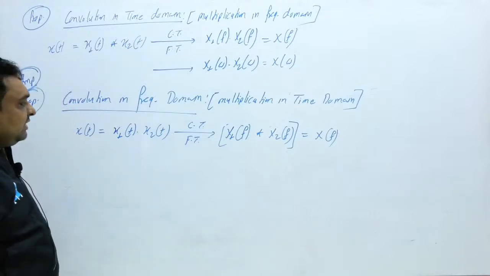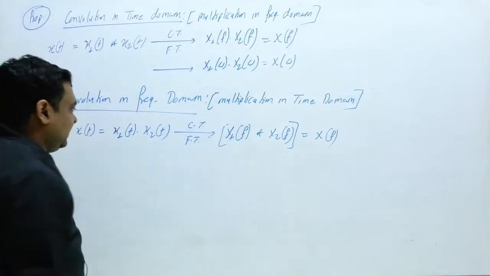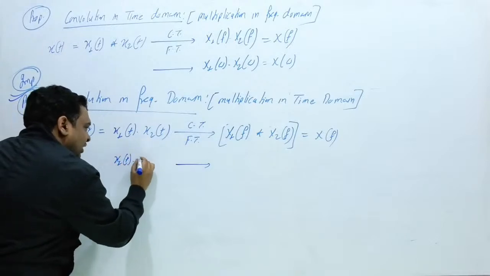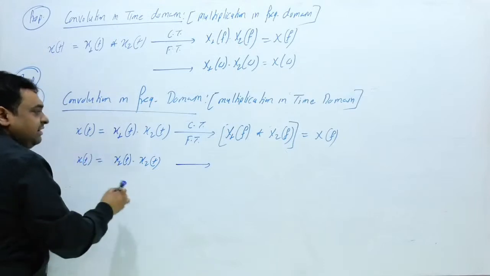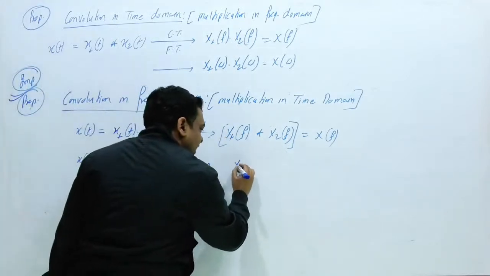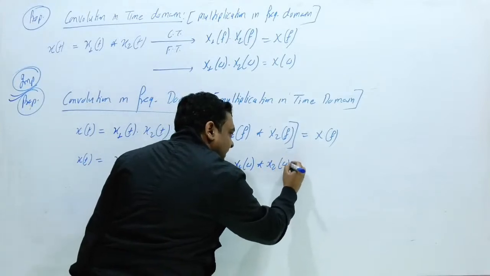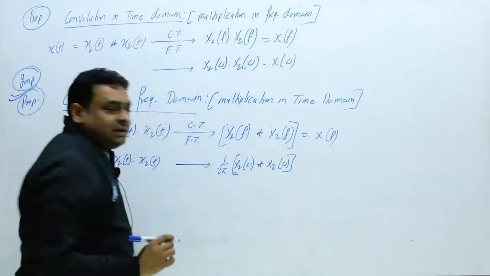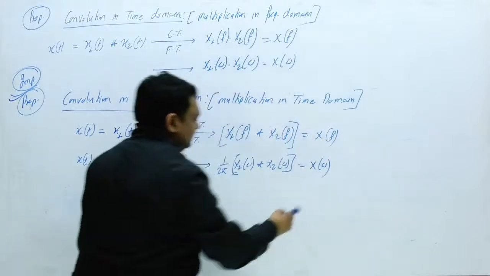What will be in omega domain? This is very, very important. This was in frequency domain, but what will be in omega domain? If in omega domain you write x1(t) dot x2(t) and this is x(t), you cannot convert directly. This is X1(omega) convolution X2(omega), and here the 1 upon 2 pi term you will get, and this is nothing but X(omega).